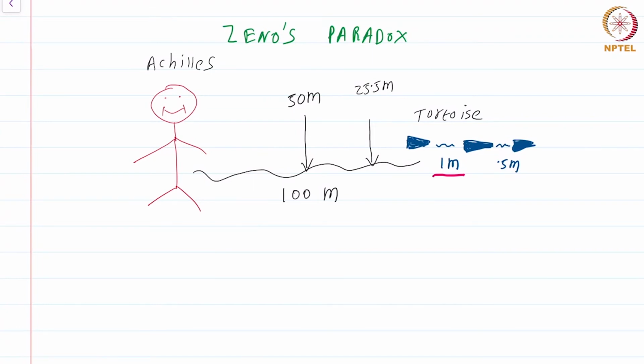To catch the tortoise, Achilles now has to traverse half the distance between the tortoise and himself, which is 25.5 meters. But in that time, the tortoise would have traveled some distance, let's say half a meter.